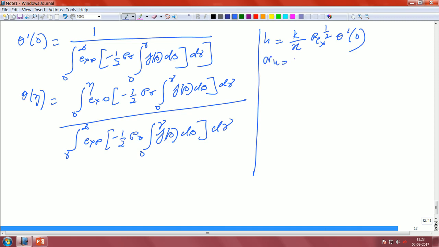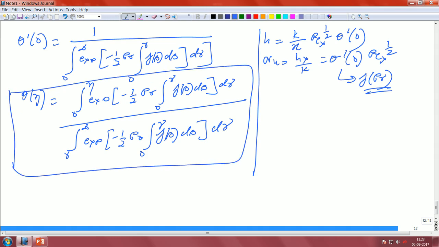Similarly, your Nusselt number was Hx by k, which is the local Nusselt number, equal to Reynolds number to the power of half times a part that is a function of your Prandtl number. This is what we said. So, there is no clear cut way of solving this, but there are approximate solutions that are given. For example, Pohlhausen.